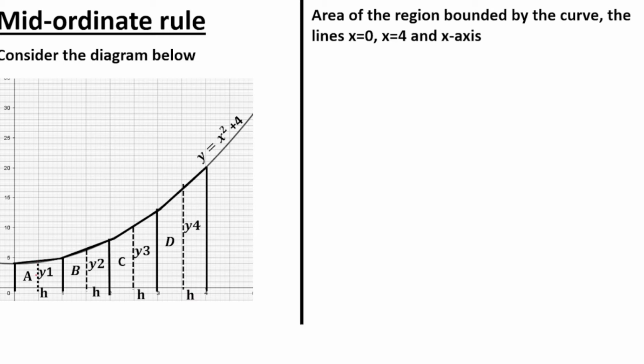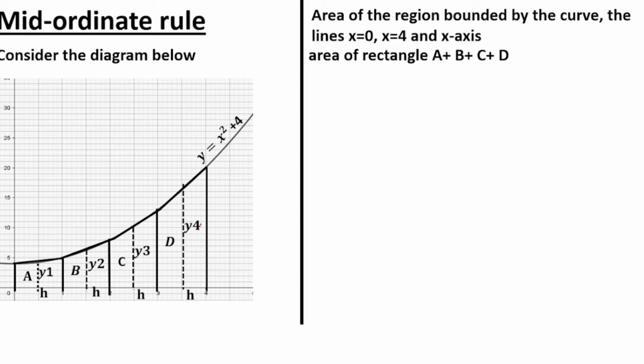Then the widths of the rectangles are Y1, Y2, Y3 for C, and Y4 for D. So the area of this region will absolutely be equal to the sum of the areas of these 4 rectangles. You can have as many rectangles as you want, and the accuracy of this type of approximation normally depends on how many rectangles or how many trapezia you have in both cases. So the more that you have, the more accurate the area will be.